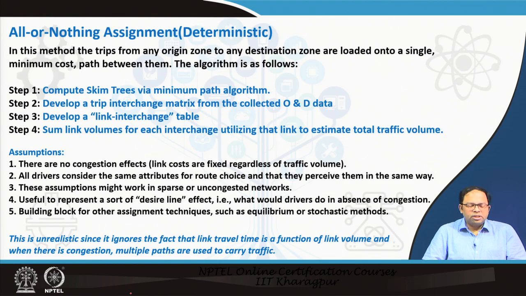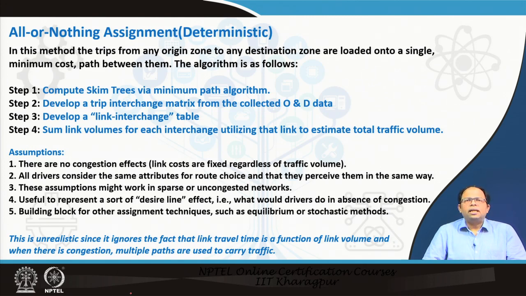These assumptions might work only if the total demand is very low and we have a very high capacity network, because then we will not reach the overall capacity. We will always have uninterrupted flow, and the maximum speed would be there in the corridor. So, in that way we can assume that in a very sparse or uncongested network these assumptions might work.